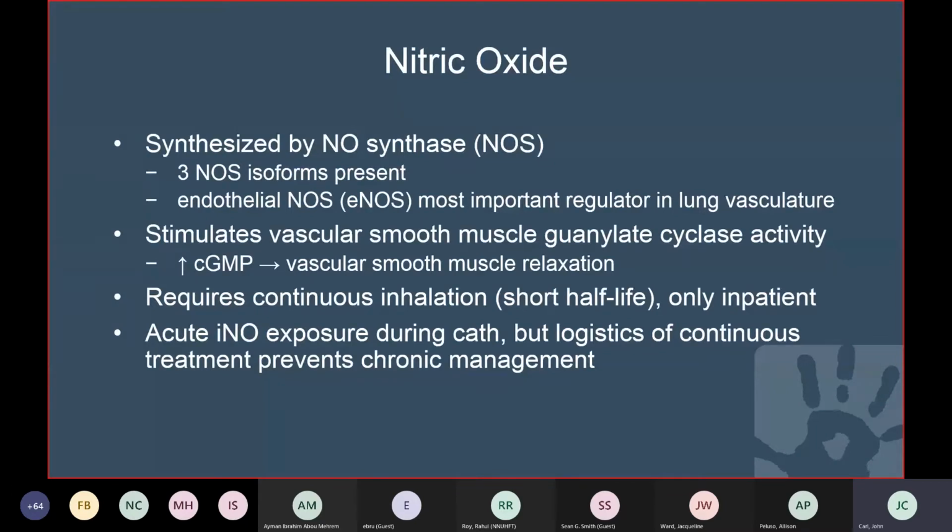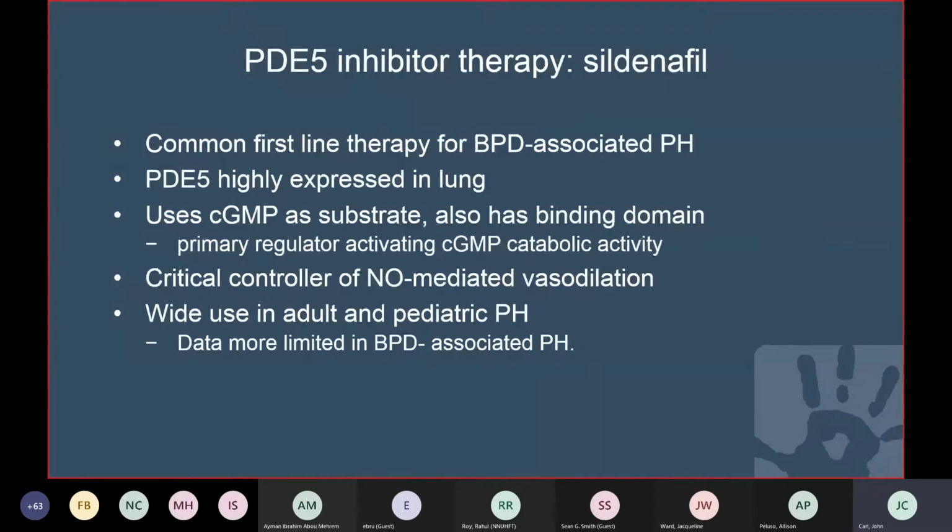It stimulates vascular smooth muscle guanylate cyclase activity by increasing cGMP, resulting in vascular smooth muscle relaxation. The difficulties are, of course, that it requires continuous inhalation, such as in a NICU, has a very short half-life, and is not able to be used by us when we assume the responsibility for the patient's post-discharge care. It's also very helpful during catheterization to do with and without, but the logistics of continuous treatment obviously prevent longer-term management, not to mention the extraordinary expense of long-term use of this therapy.